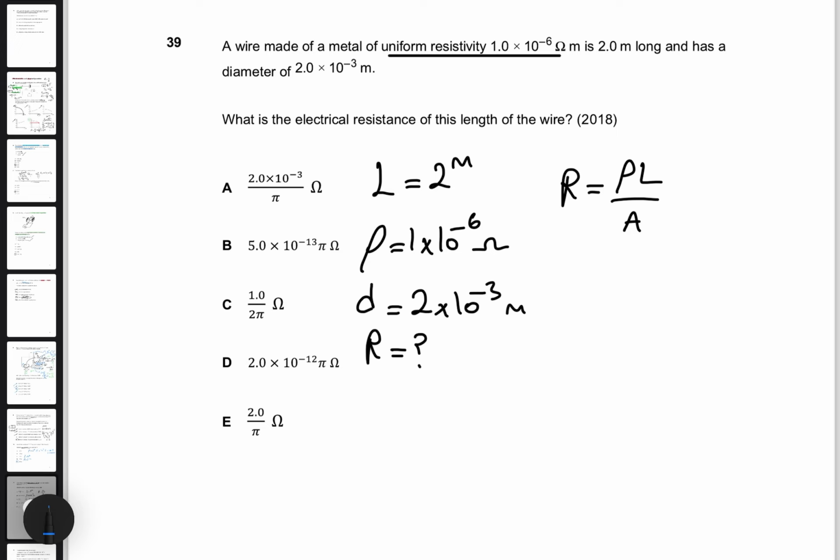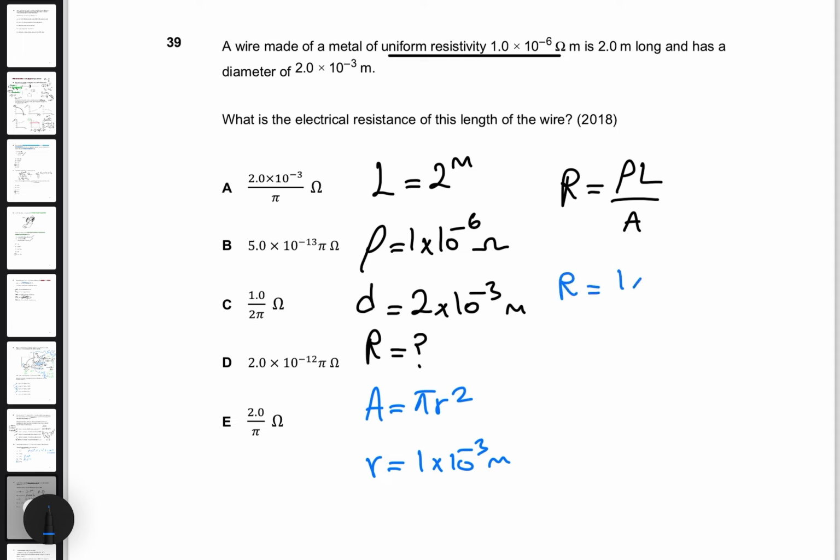Now, we don't know what the area is, right? Well, actually we do, because it's a circular wire. The area of a circular wire is always going to be found by using pi r squared. And we have the diameter, and we know that the radius is half of the diameter, not resistance. The radius in this question is actually 1 times 10 to the power of negative 3 meters.